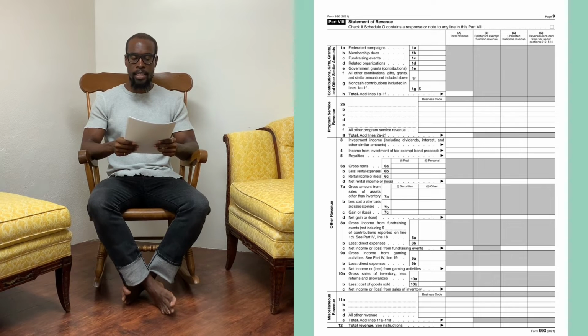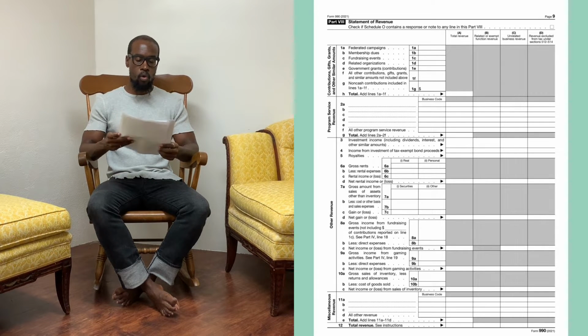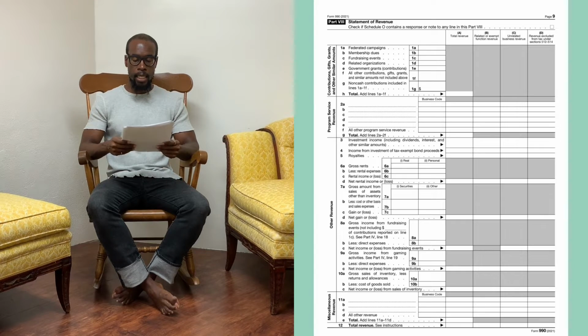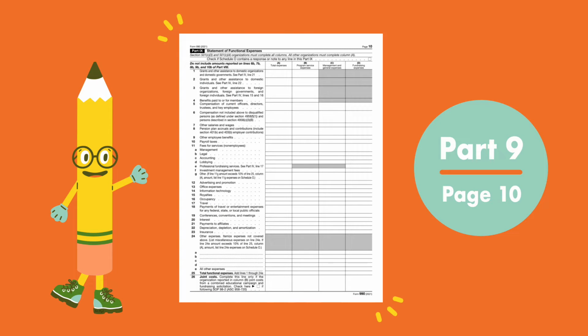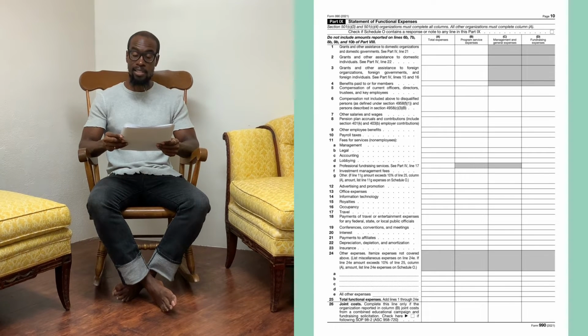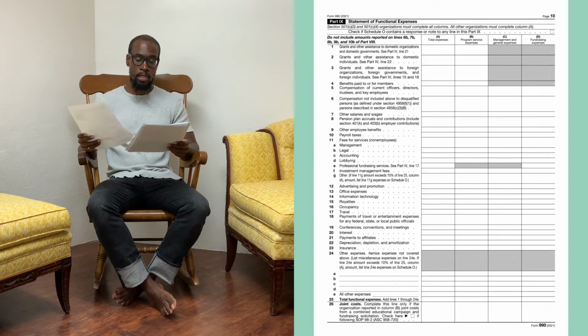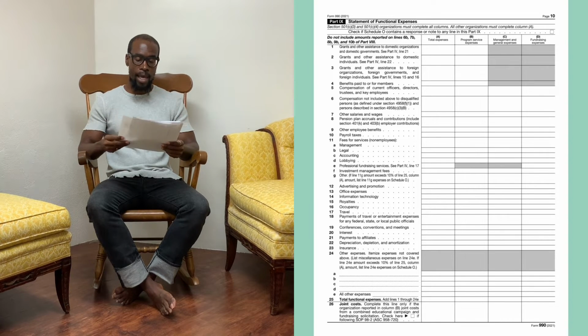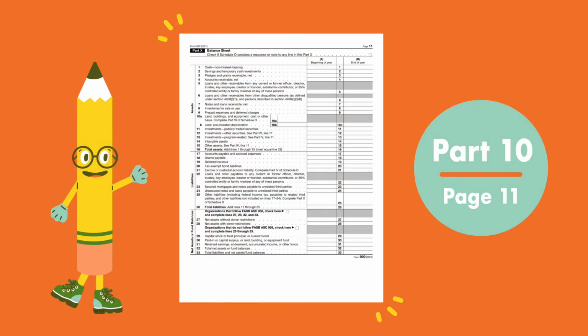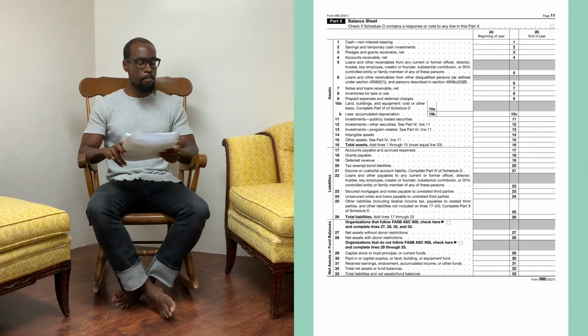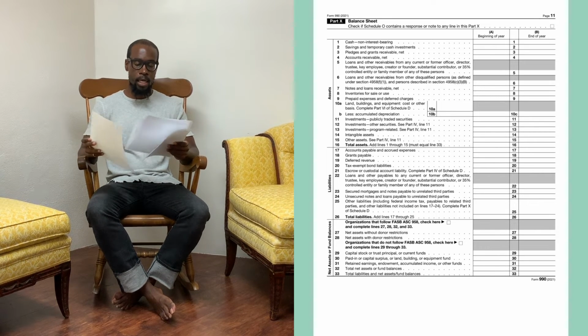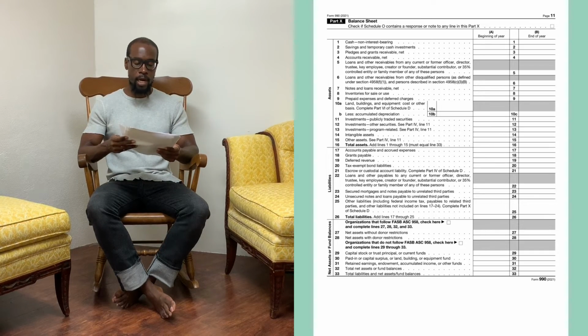So the next part is statement of revenues. We're not going to get into that. That's financial driven information. Again, your tax professional or CPA can guide you through that area. Statement of functional expenses, part 9, again, your tax professional or CPA should be able to guide you through that, or somebody that has experience on your board can guide you through that area. Balance sheet, same thing. A person with financial expertise or acumen can guide you through there.